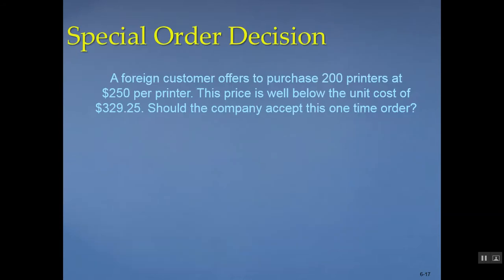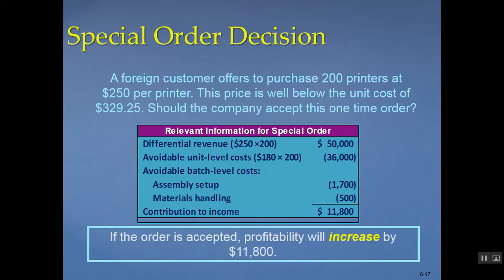So in this example, a foreign customer offers to purchase 200 printers at $250 per printer. The offer price is significantly below the unit product cost. If you were the manager of Premier, would you accept this one-time offer? Well, let's look. Step 1 in the decision process is to determine the amount of the differential revenue. In our example, the differential revenue is $50,000. It's $250 that they are going to pay us times the 200 special order printers, for a total of $50,000.